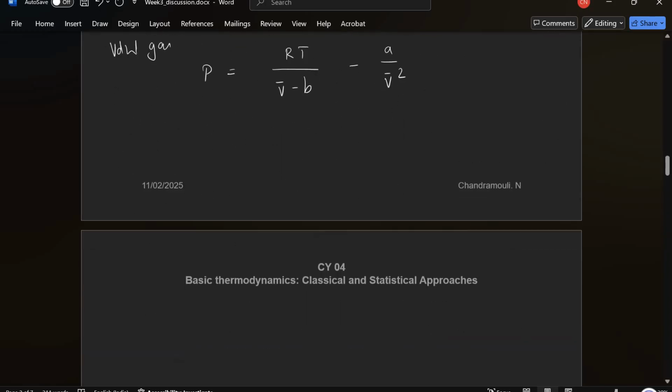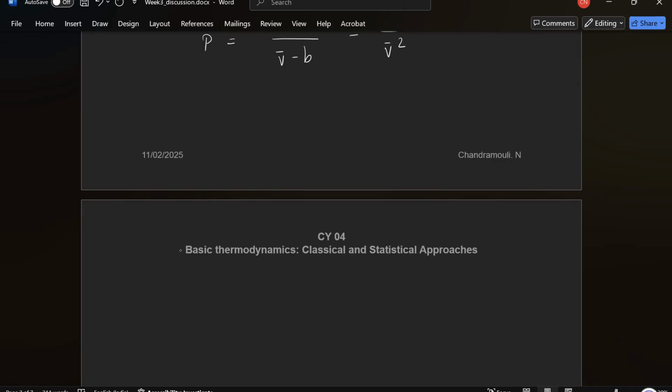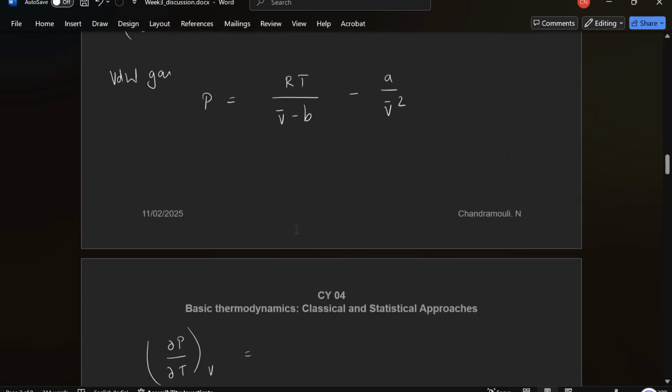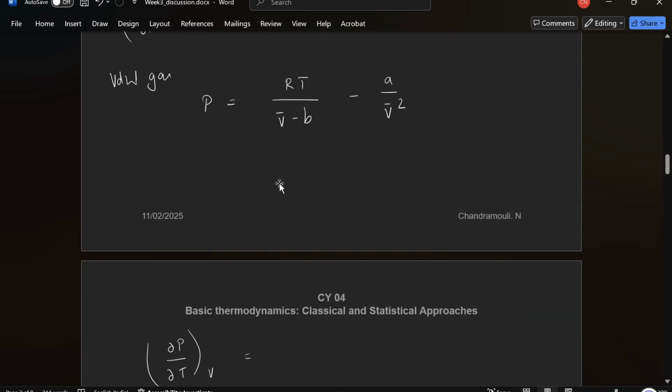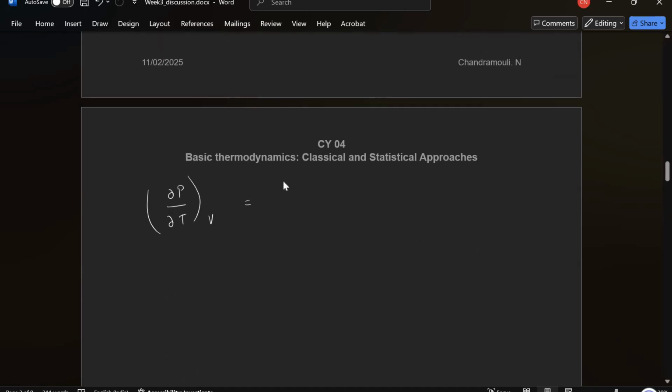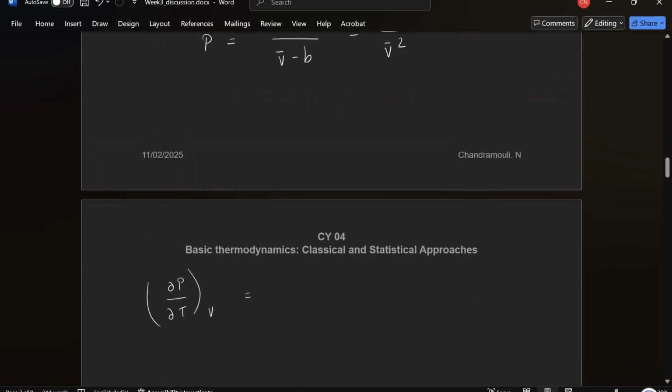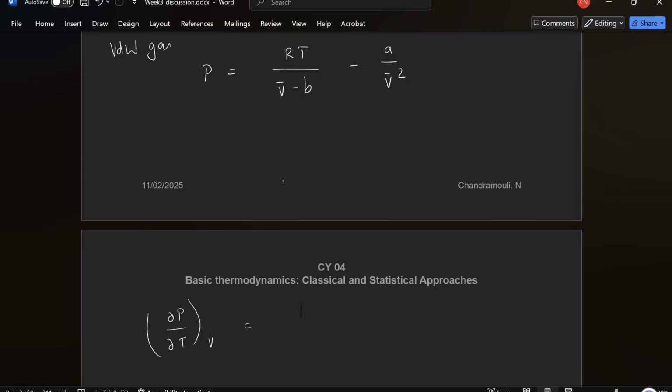Okay. So now first what I'll do is I will differentiate del P by del T at constant volume. That's what we need. So that is going to be straightforward. We are left with minus V bar, and since A divided by V bar square is a constant term, that's going to be 0. So now this is fine.